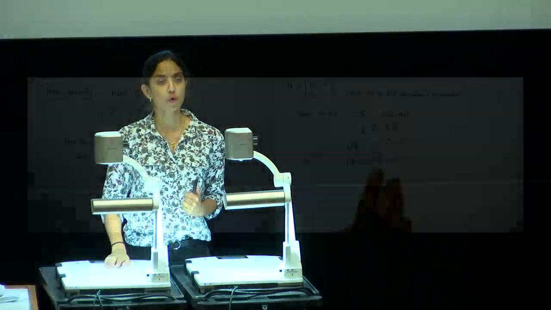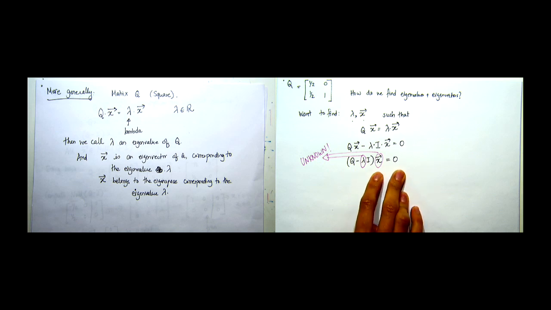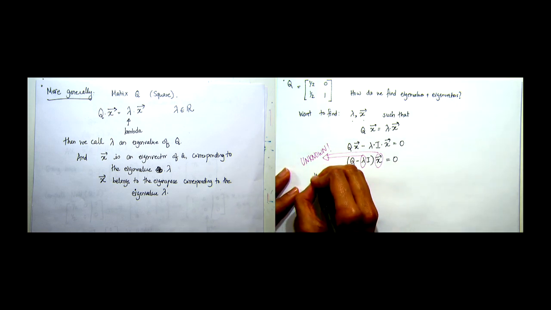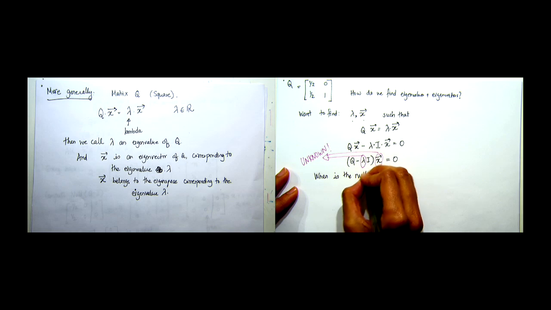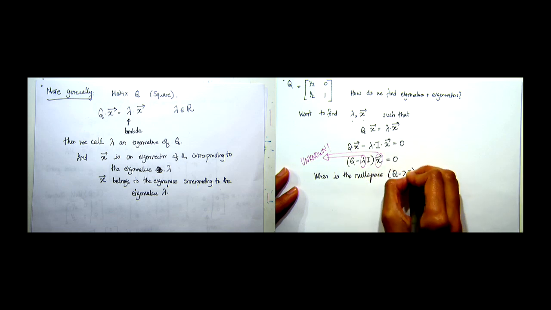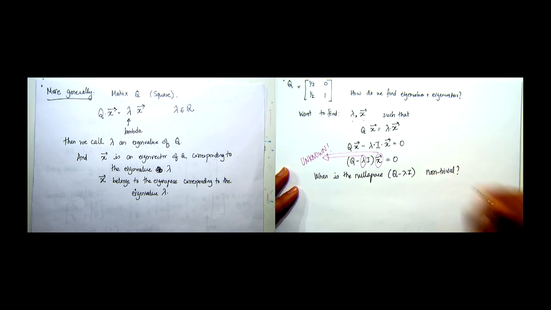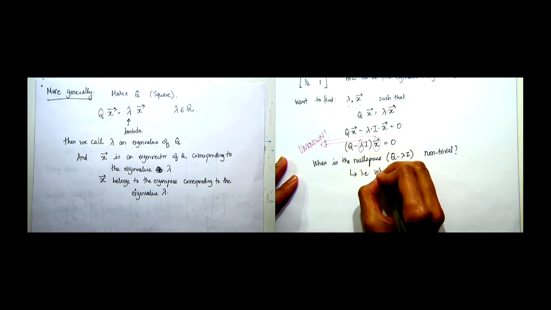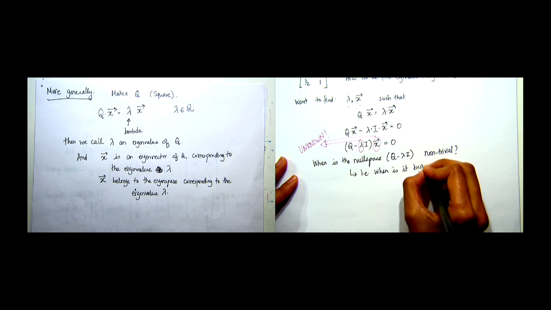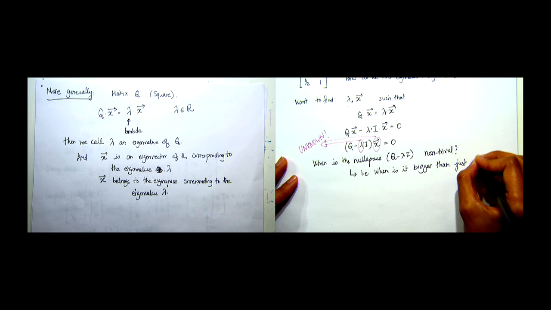So now x is going to be a vector that is in the null space of this matrix Q minus lambda I. Right? What is always an x that works? Zero, right? Zero is an x that always works. But zero is an uninteresting x that works, right? Because zero is an element of every single eigenspace, because zero is an element of every single vector space. So zero is always going to be a solution. So we want to see when the null space of Q minus lambda I is non-trivial. What does that mean? When is it bigger than just the zero vector?